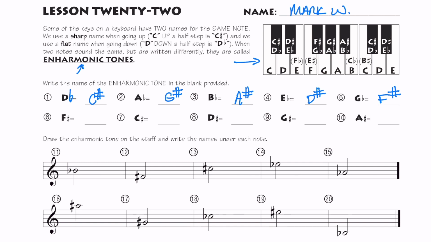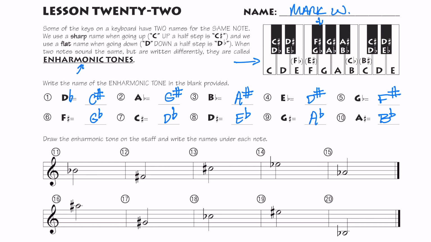Now it goes the opposite way on number 6. When I have a sharp and I'm trying to figure out the enharmonic tone of the sharp, I go a letter name up. So F sharp is the same as G flat. You can see it on the keyboard here, but basically I'm using two alphabet names, but one is a sharp and one is a flat. All right, number 7, C sharp, if I go up a letter, is the same as D flat. D sharp up a letter is the same as E flat. G sharp up a letter is the same as A flat, and then A sharp up a letter is B flat. So all of those are enharmonic tones.